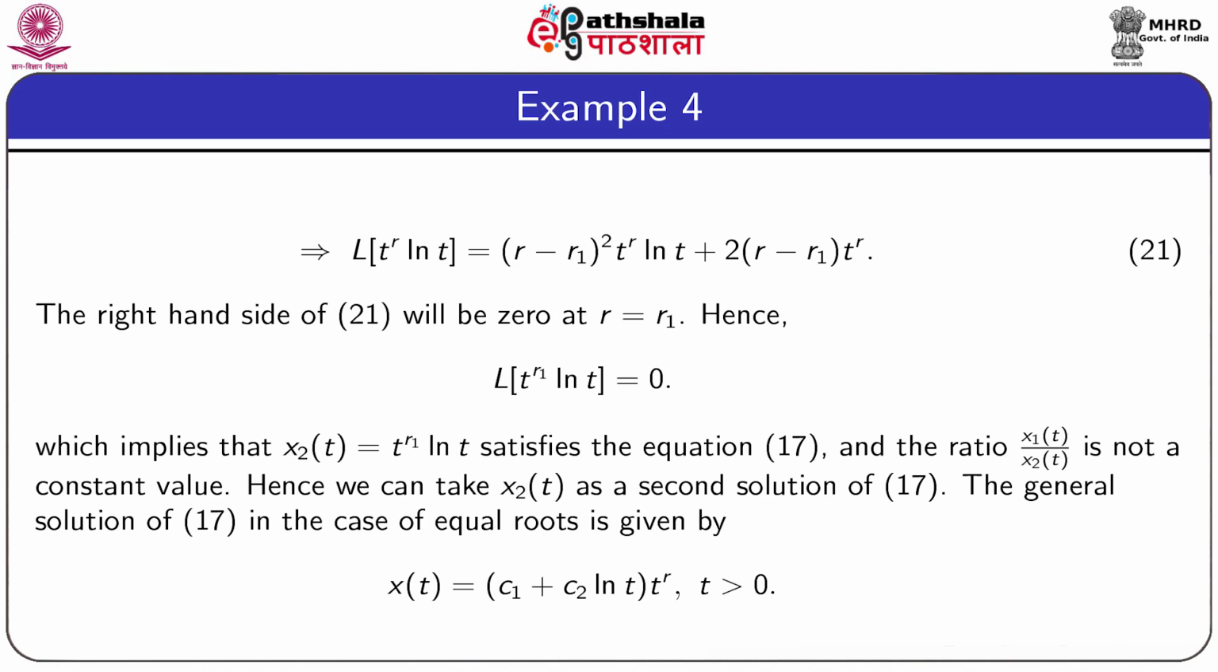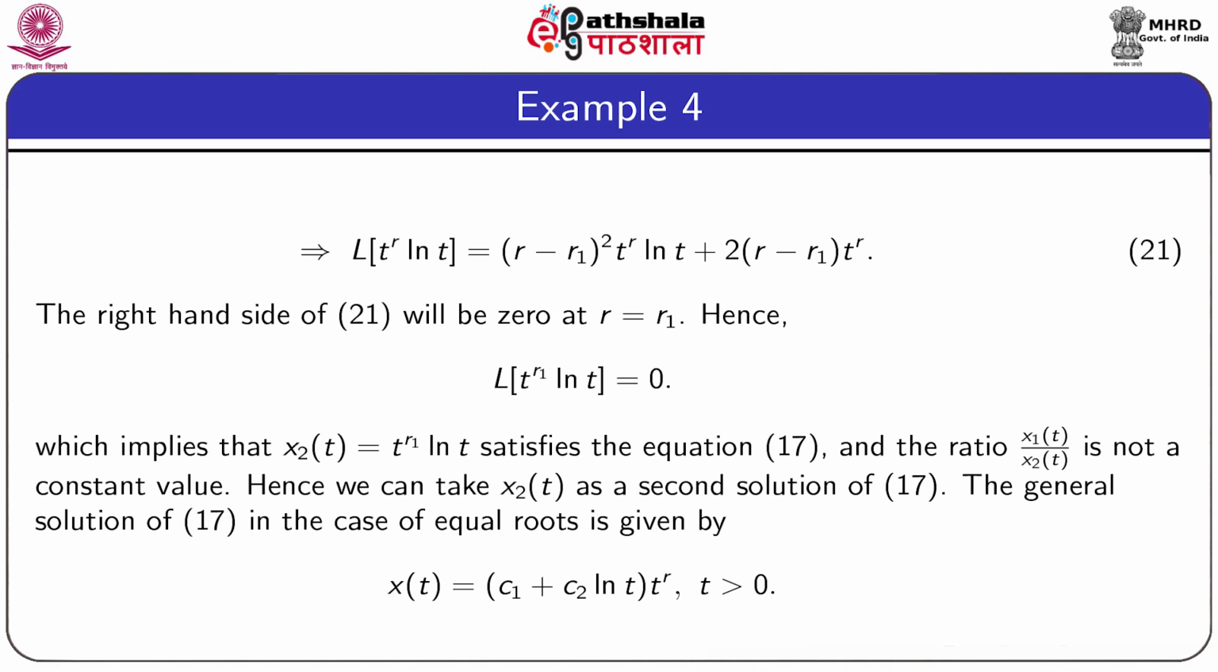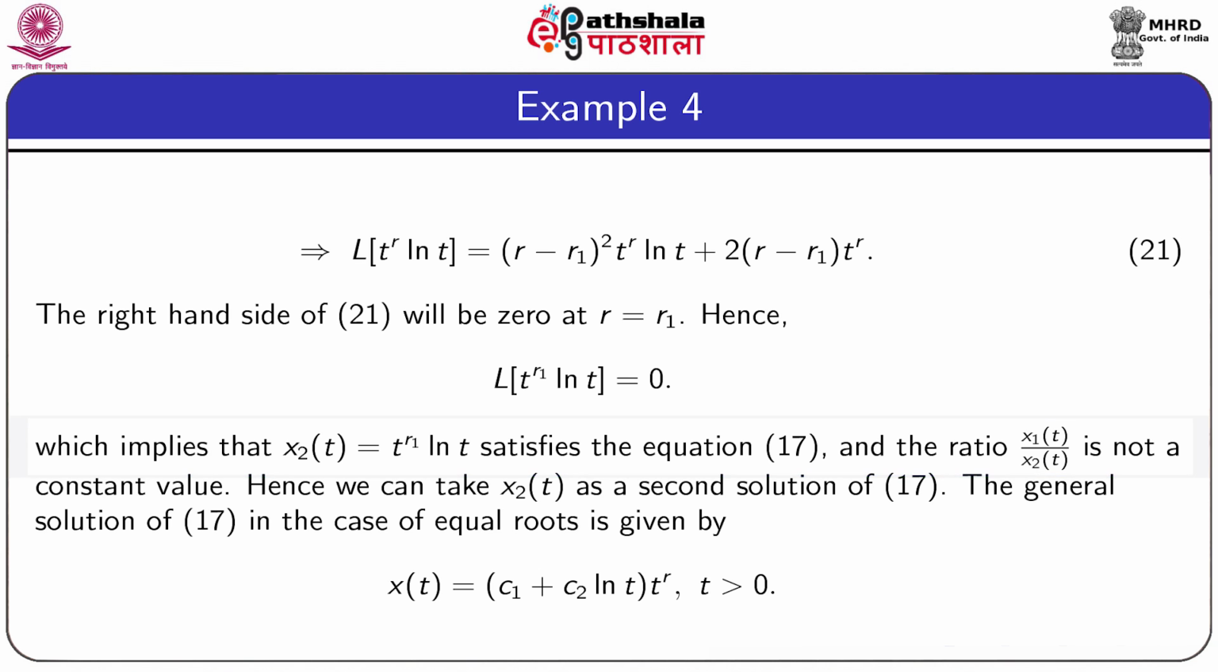The right hand side of 21 will be 0 at r equal to r1. Hence, limit t to the power r1 ln t is equal to 0. Please note, when we write ln t, it is nothing but log t to the base e. Now, this result implies that x2 is equal to t to the power r1 ln t, which satisfies equation 17, and the ratio x1(t) divided by x2(t) is not a constant value. Hence, we can take x2(t) as a second solution of 17.